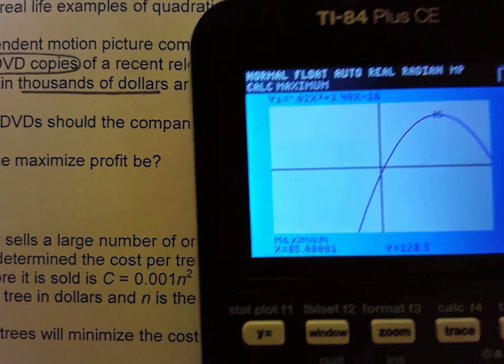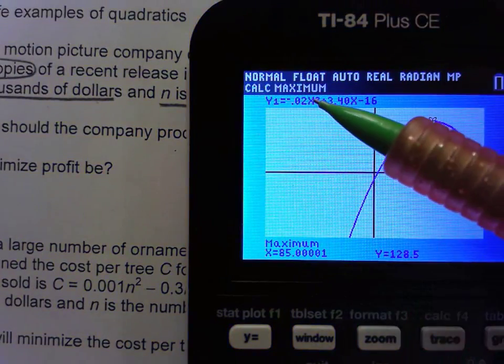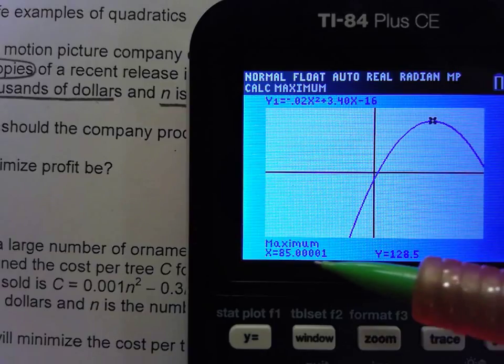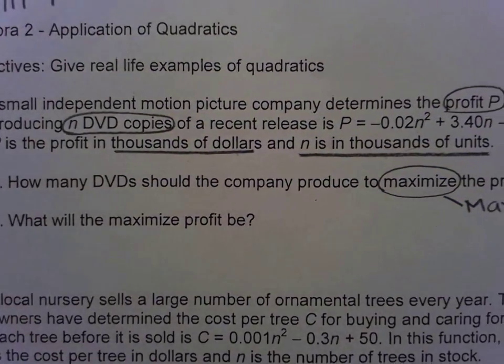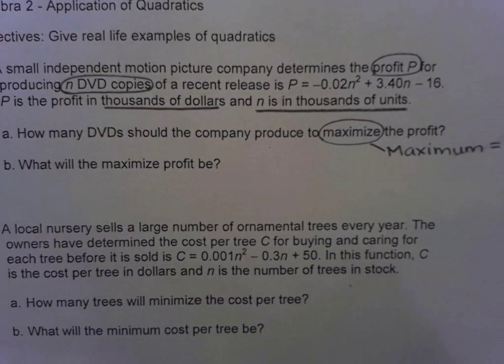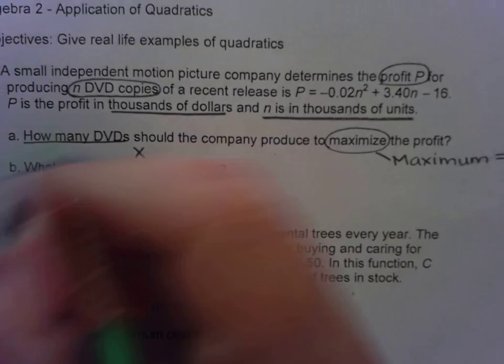So when you look at your graph, the answer for x is going to be the number of DVDs. Then the number for y represents the profit, and this is in thousands of dollars. So the y answer is the profit, the x answer is the number of DVDs, and both of them are in thousands. So when we go back to answering the question, it says how many DVDs should the company produce to maximize profit? So, how many DVDs? That's your x coordinate, okay?